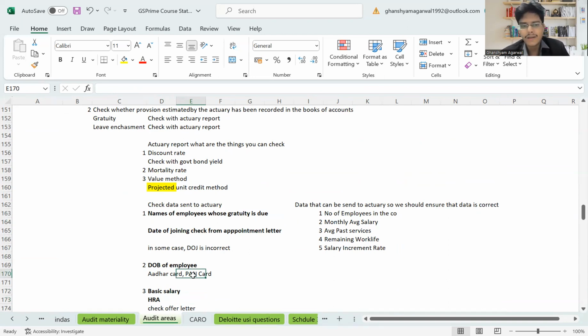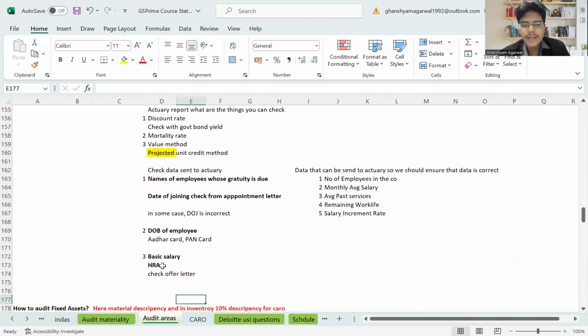Date of birth: Aadhaar card, PAN card. Basic salary, HRA: check the offer letter. So this is the data sent to the actuary that you will check, to confirm the data is correct. Names or number of employees, monthly average salary, average past services, remaining work life, salary increment rate. These are the things that you have to check in the net.